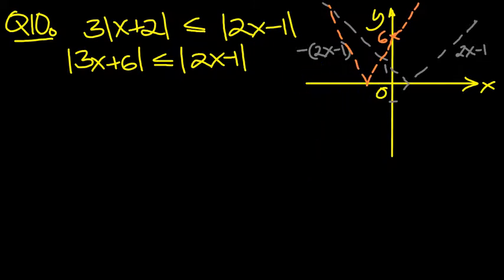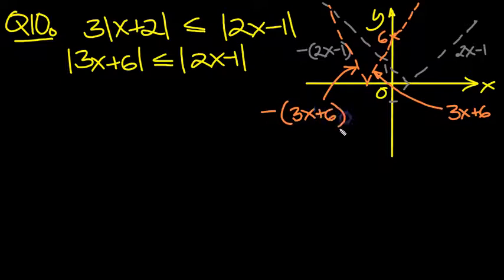And this line here now, on this side, this part here is the line 3x + 6. And this half line that's here is the half line -(3x + 6). Just that segment of the line there.